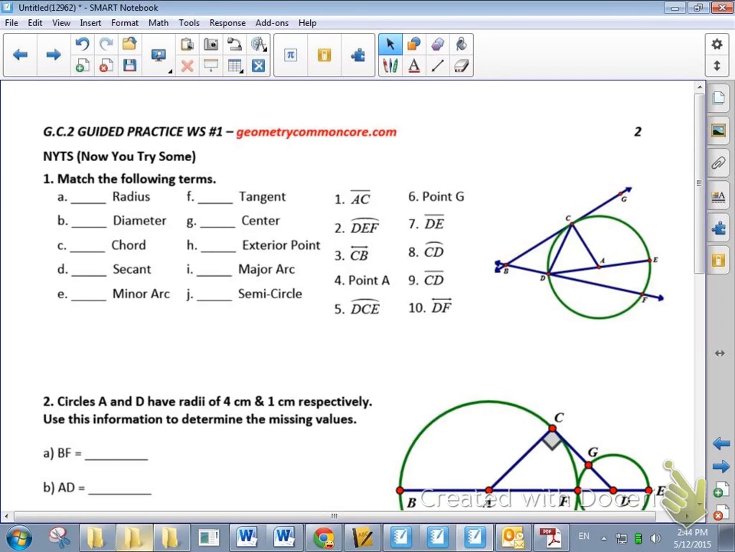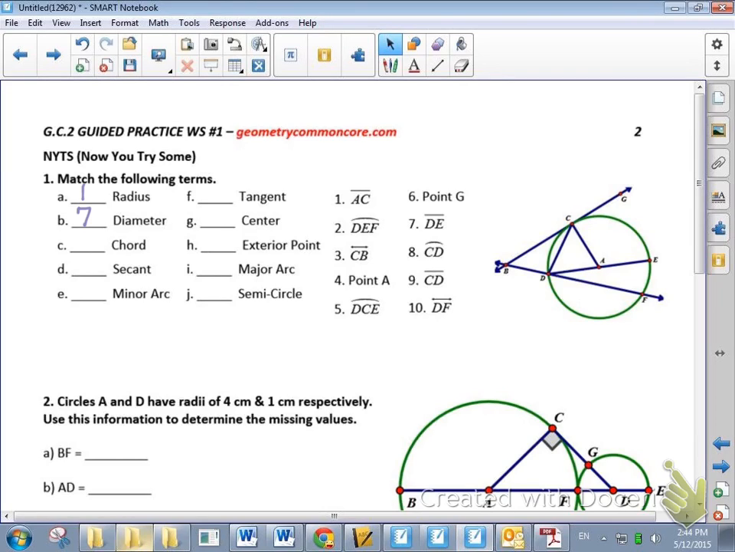So we're just matching the following terms. If I'm looking for a radius, it's going to have an endpoint at the center and on the circle. So there are actually a few that it could be. It could be AC or AD or AE. And we see here AE is option number 1 for a radius. A diameter is a chord that goes through the center, and I actually see only one in here. It's DE, so we're looking for DE. That's number 7.